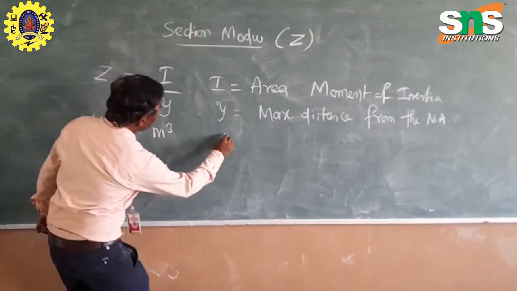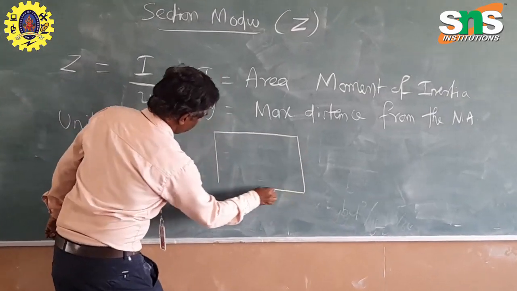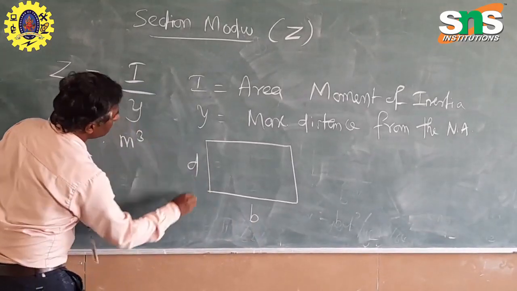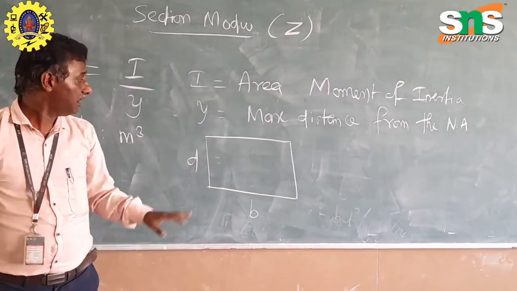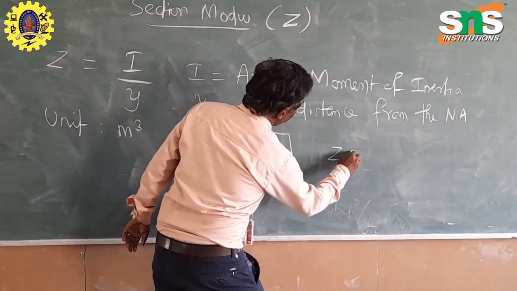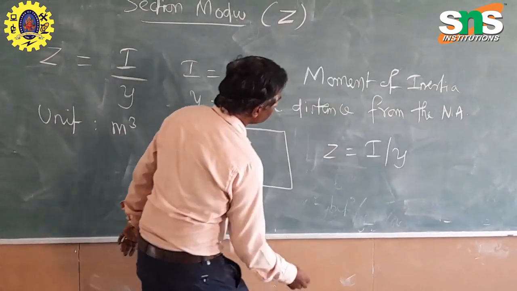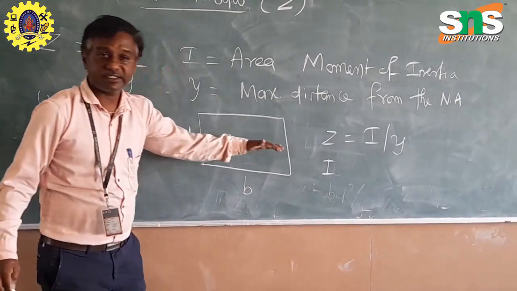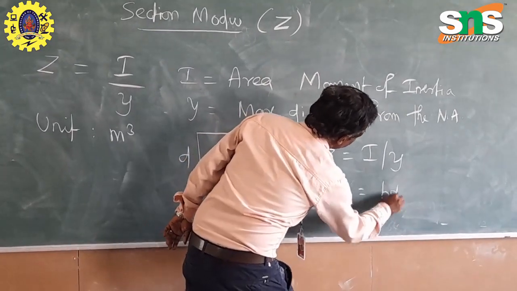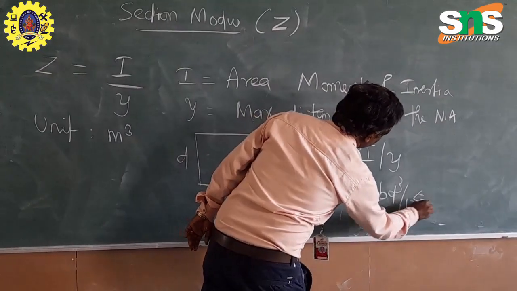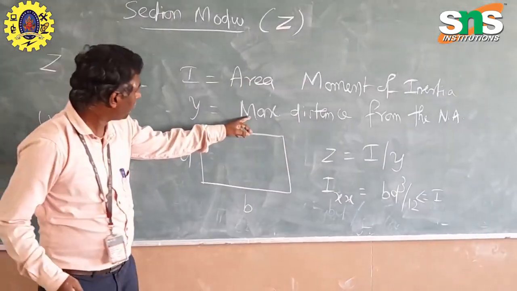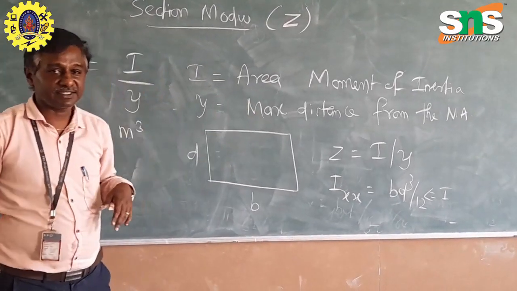Let's consider a rectangular section, having width b and depth d. For this case, what will be the section modulus? The section modulus is equal to I by y. Let's take about the x-axis: I x is equal to b d cubed by 12. And what is the y value? I told you this is the maximum distance from the neutral axis.